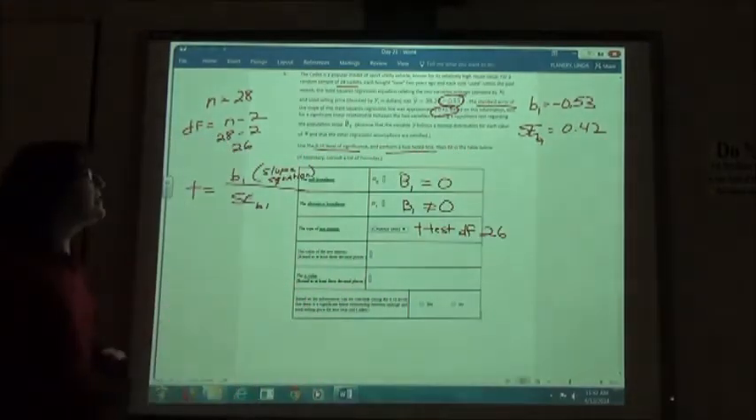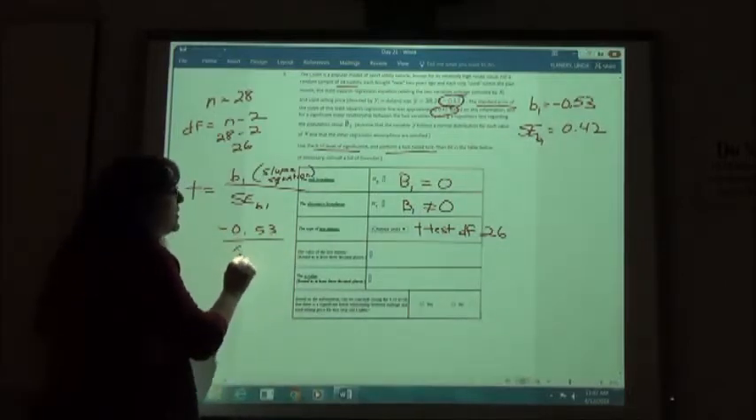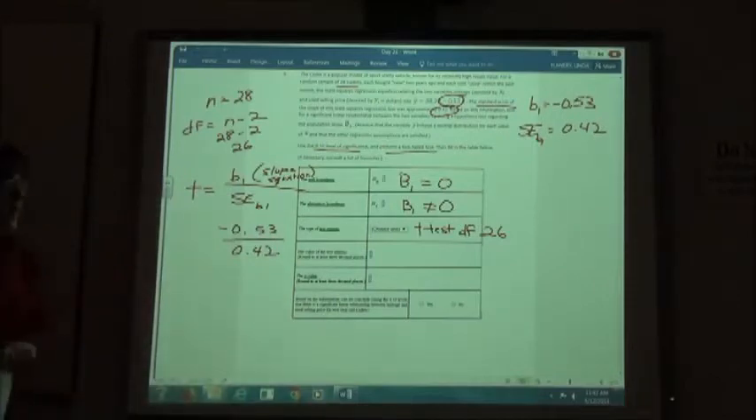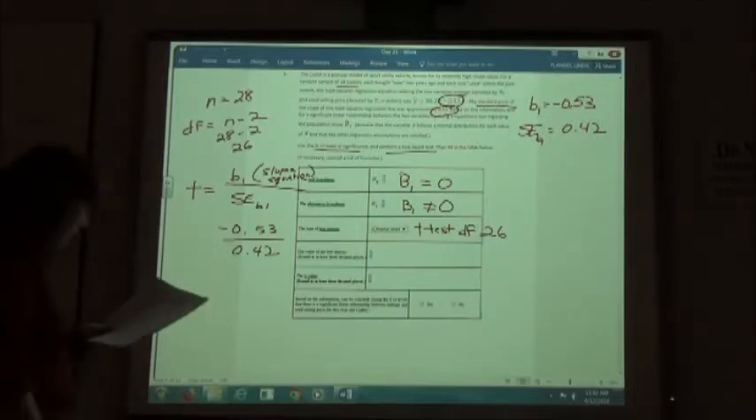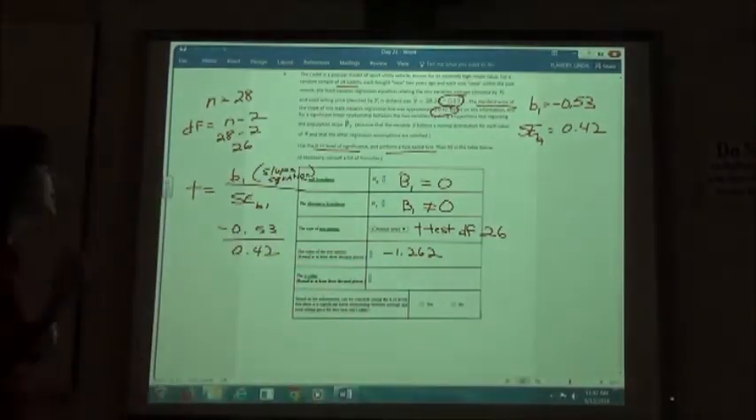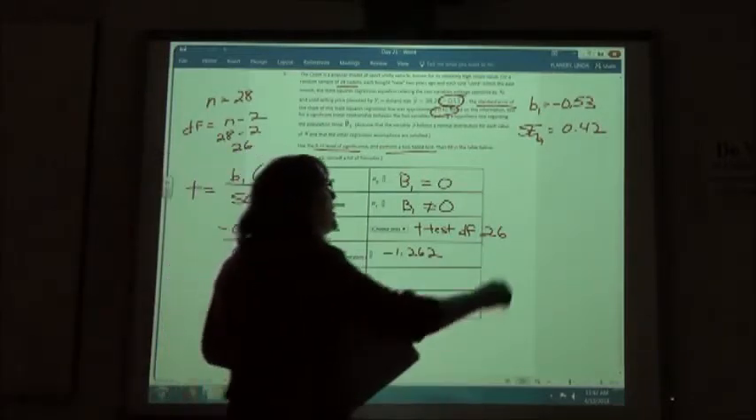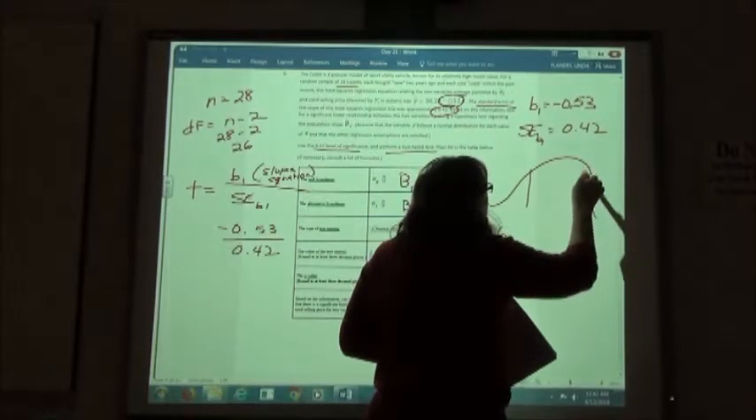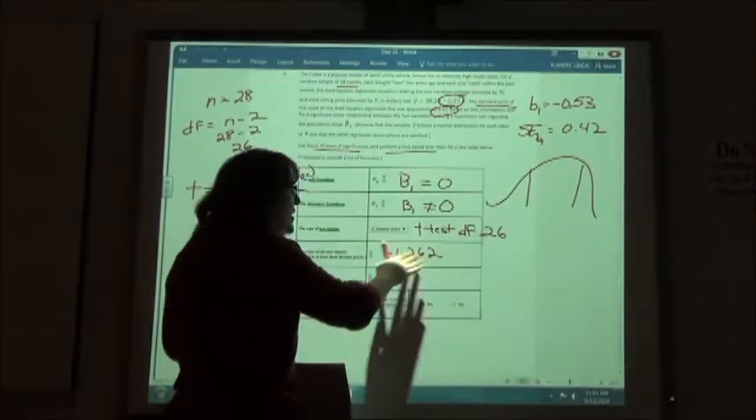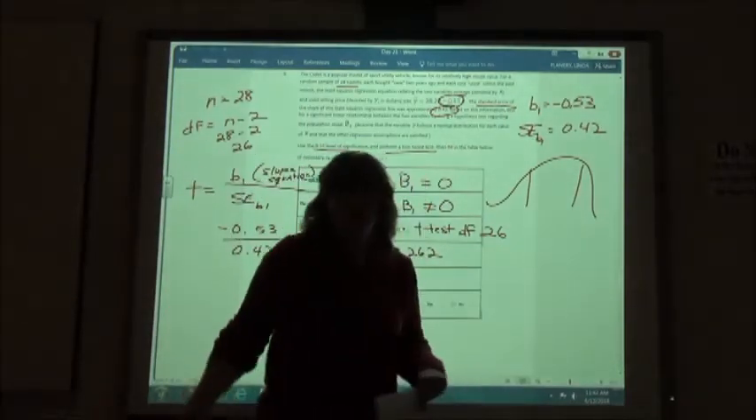And so in order to find t, we're going to divide those numbers. Negative 0.53 divided by 0.42. If you go ahead and do that calculation, you will come up with negative 1.262, rounding that to 3 decimal places. So again, we have to remember that we're doing a two-tailed test, that if this is negative, you're testing to the left, or we could make it positive and test to the right.